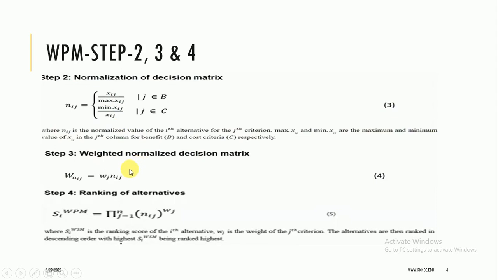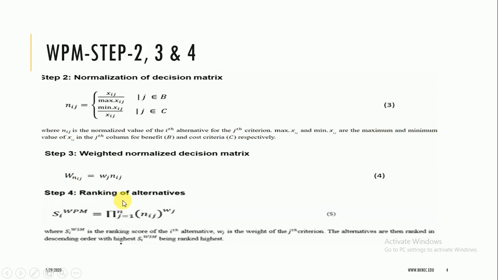Now the weighted normalization decision matrix, here the formula is a little different. The normalized value should not be multiplied by the weight, as we did in the weighted sum model. It is a power, meaning the normalized value is raised to the power of the weight. This will be the difference compared to the weighted sum model when we calculate the weighted normalized matrix.